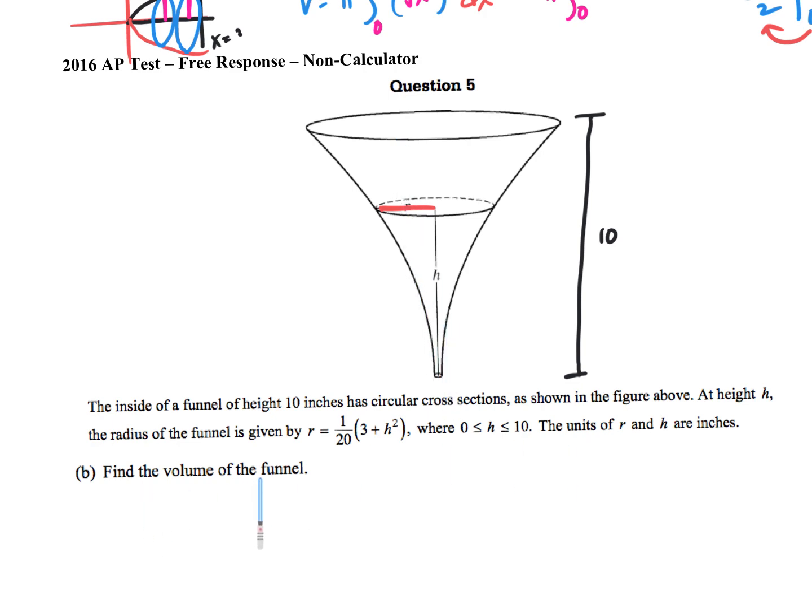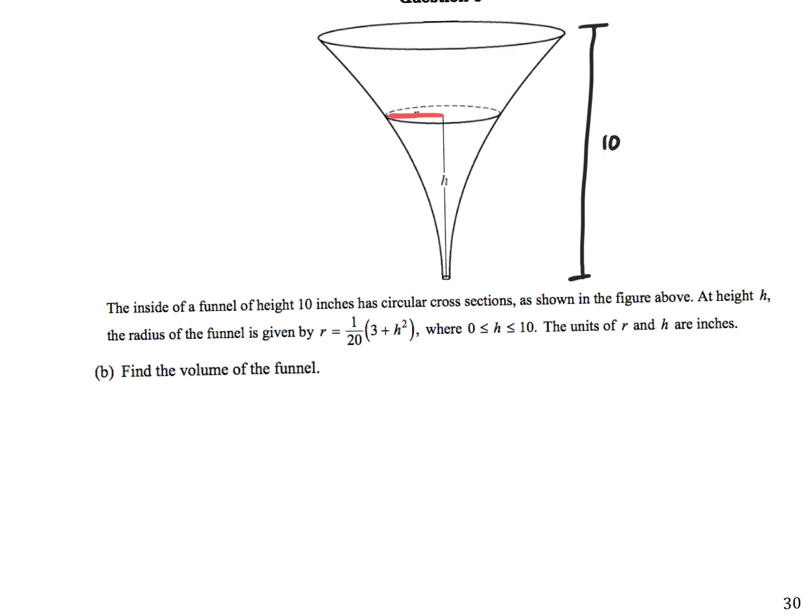Find the volume. We got this. Volume is just the area of those cross sections added up. So I heard someone say pi. What would be my radius?